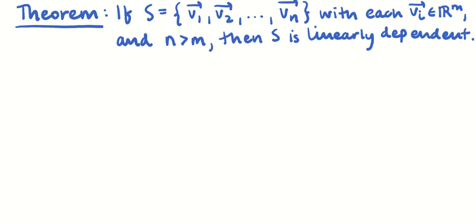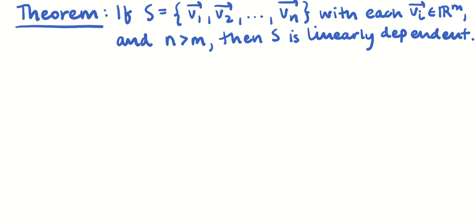So one relevant theorem I want to tell you about is that if we have a set of vectors that are m-dimensional, but we have, say, more vectors than we have dimension, then we're going to automatically have a linearly dependent set. Okay, so I think I'm going to illustrate it for you once with a concrete example, and then I'll talk about it in general.